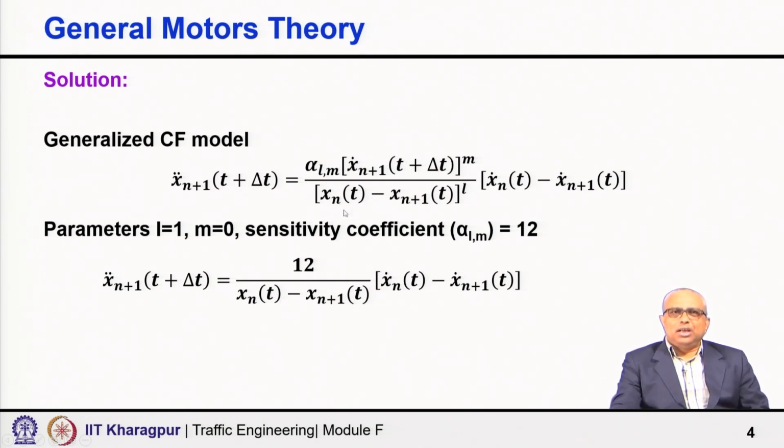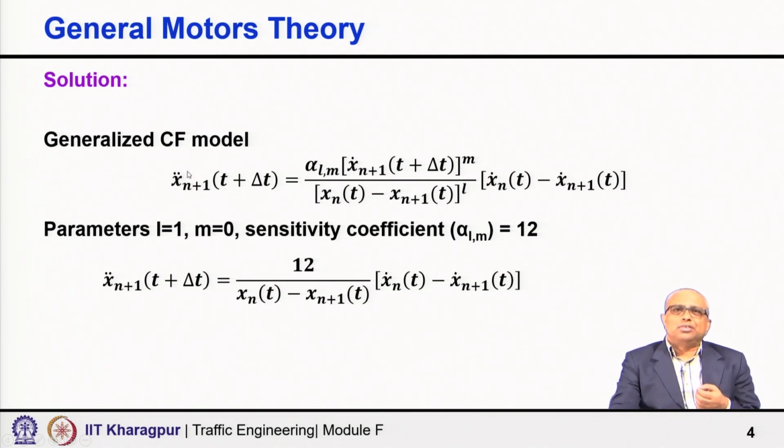Then divided by x n at t minus x n plus 1 at t. So, it is the distance headway, the space headway between vehicle n and n plus 1, to the power L, and L is taken as 1. So, m is 0, L is 1. So, it actually indicates that this is the third generation model as proposed by General Motors, multiplied by the relative speed of the two vehicles, x dot n at time t minus x dot n plus 1 at time t.